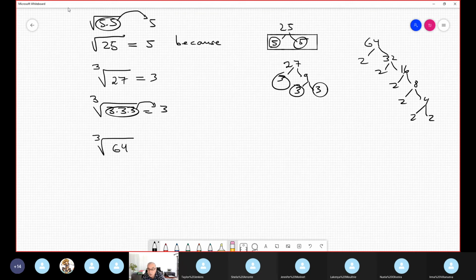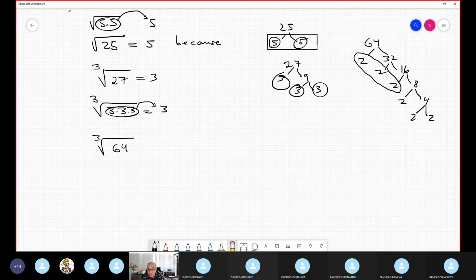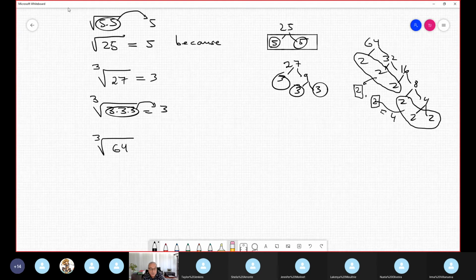Wow. How many 2s do we have in 64? We have 1, 2, 3, 4, 5, and 6. And we have a cubic root. In the cubic root, you select 3 by 3, not 2 by 2. In the square root, you select 2 by 2. In the cubic root, you select 3 by 3. So we have one group. One group of three 2s represents one 2 that can fly outside the radical. And the same situation happens again, and these 2, 2, which are factors, multiplied by each other give me 4. The answer is 4.